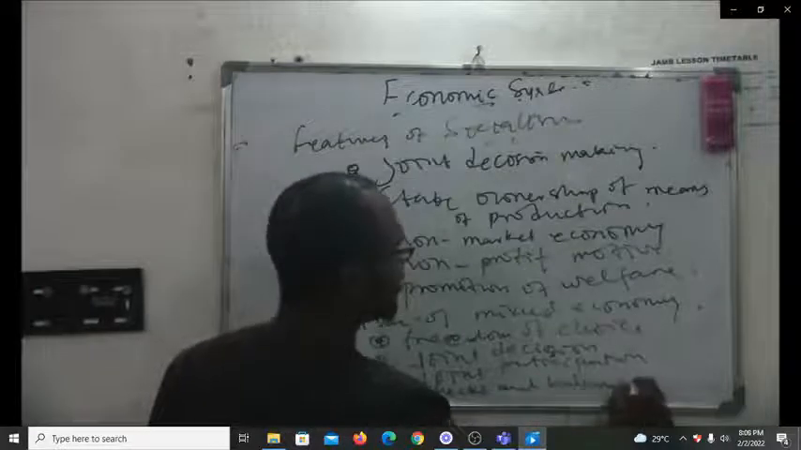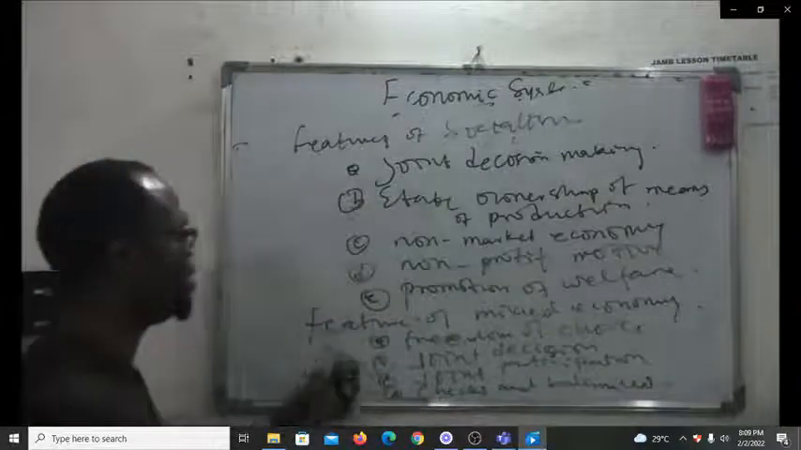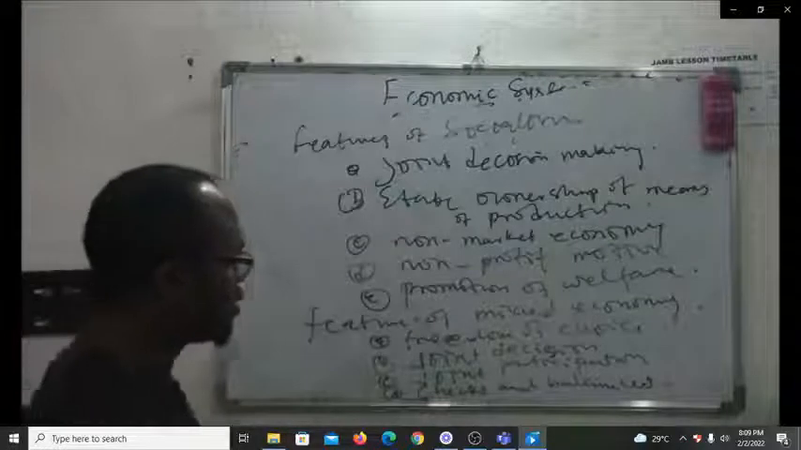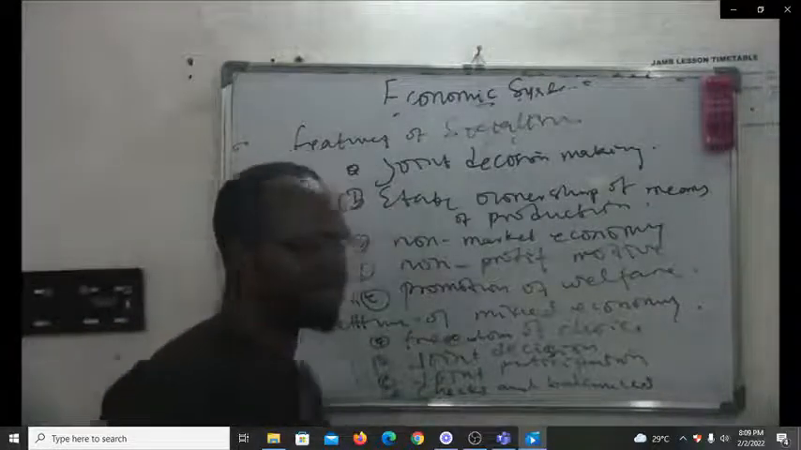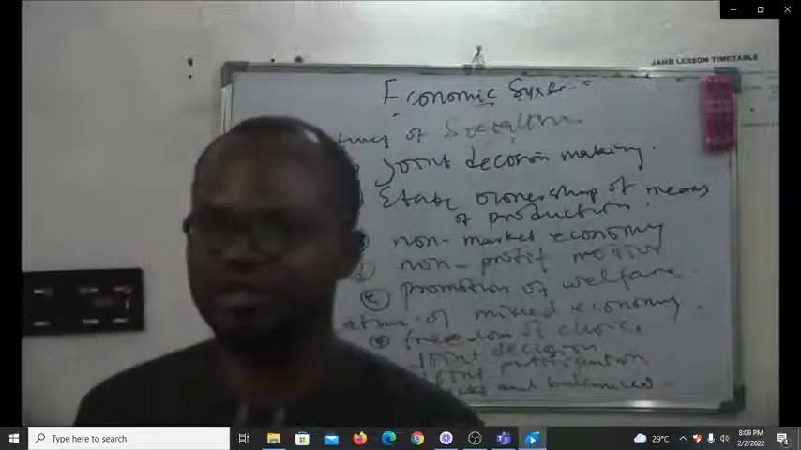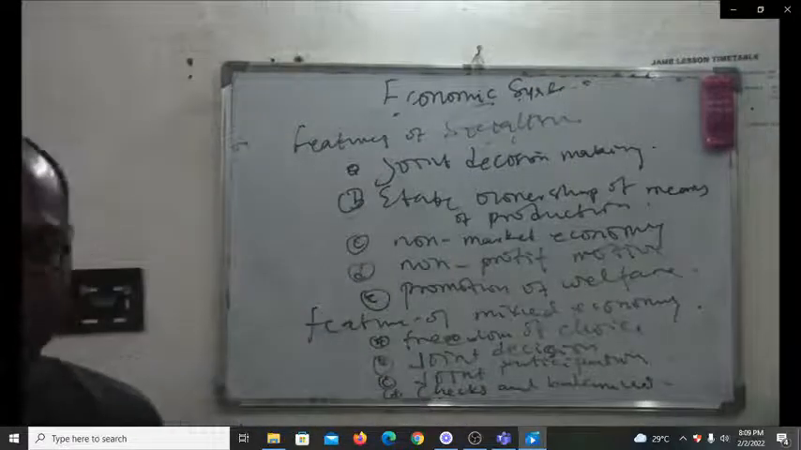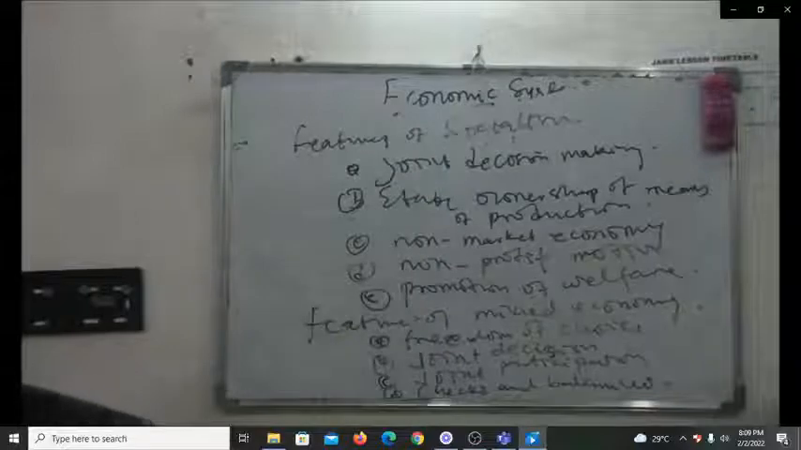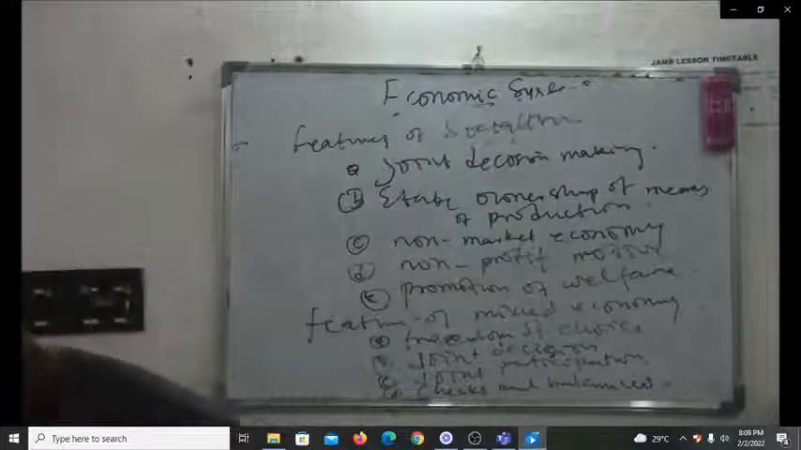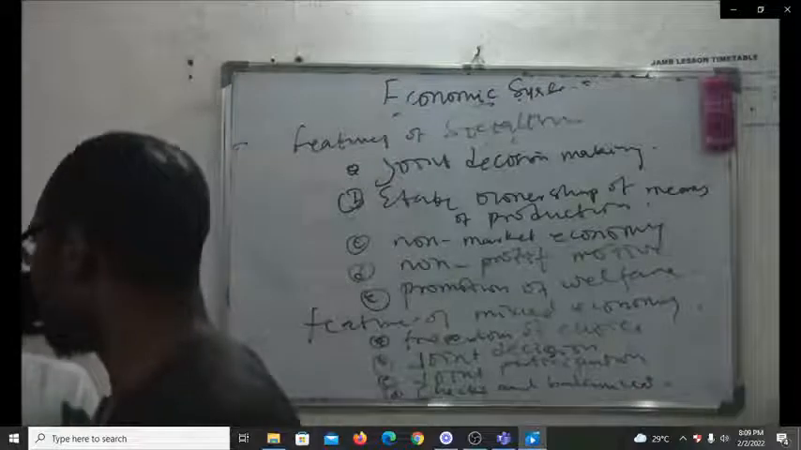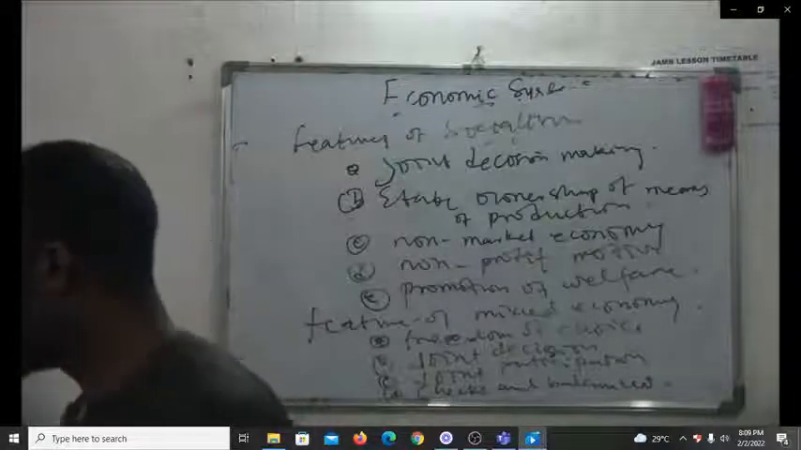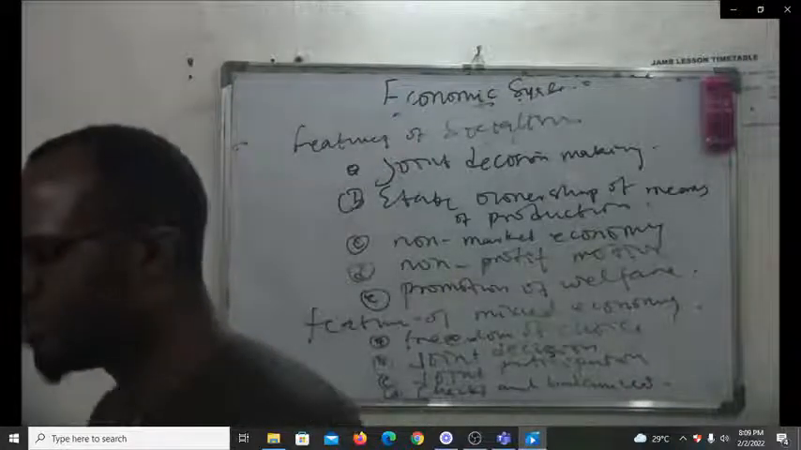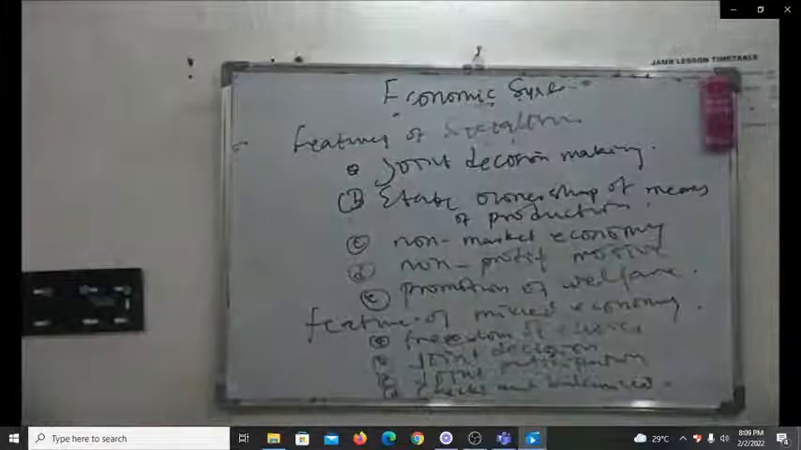Balances. Most economies in the world are now tending towards this mixed economy, because the government checks and balances what the private sector does. Because if the private sector wants to produce tires, they will go and produce tires of low quality. The government has to be there to monitor what the private sector is doing.